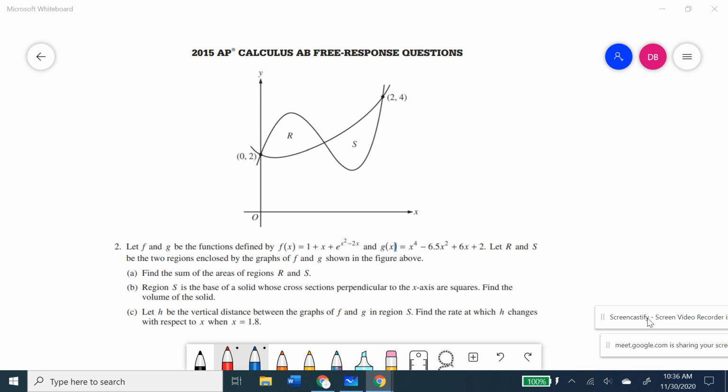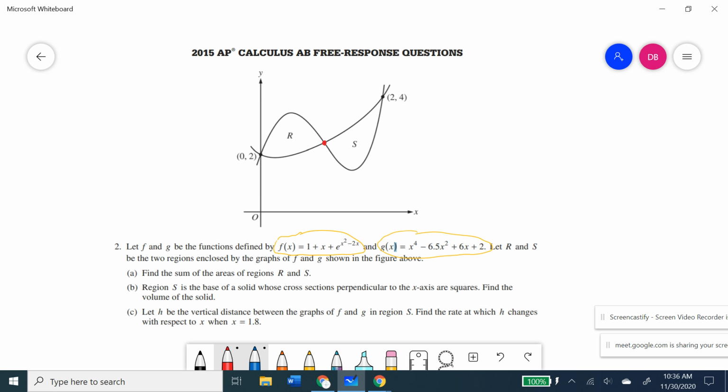Okay, this one is with a calculator. So make sure that you know how to find the intersection points after typing in these two functions, because you need to find this intersection point right here.